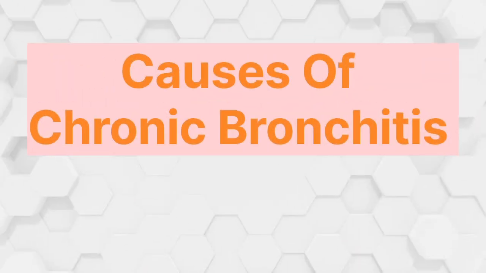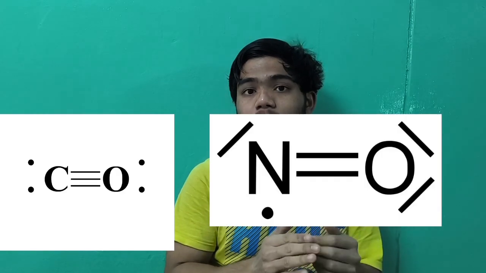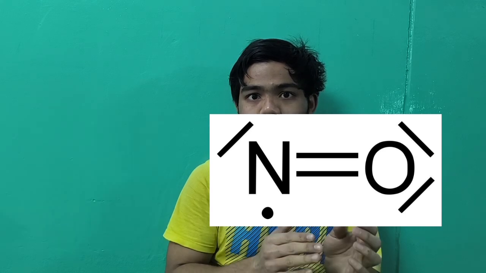So let's begin. Let's first begin with the causes of chronic bronchitis. Now I am going to discuss the causes of chronic bronchitis. The first cause is smoking. In smoking, as you know, carbon monoxide and nitric oxide, all these harmful chemicals are present, and all these harmful gases or chemicals cause chronic bronchitis.